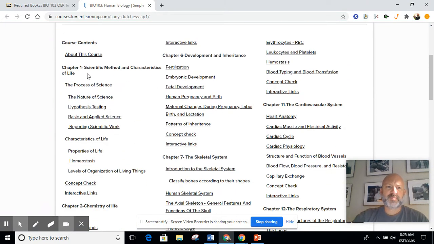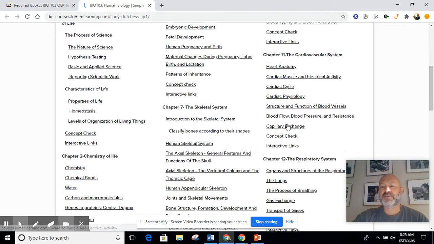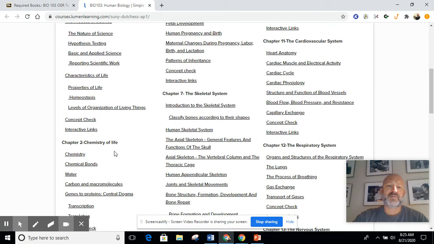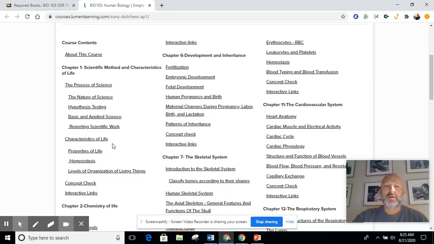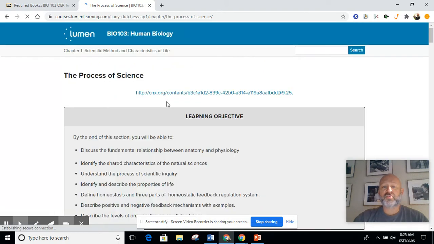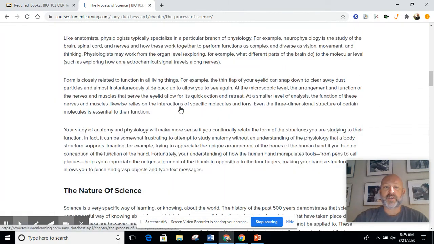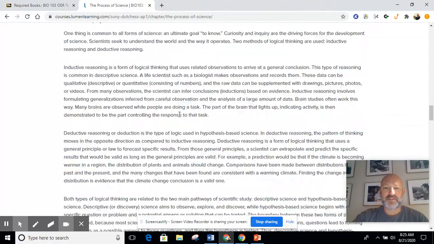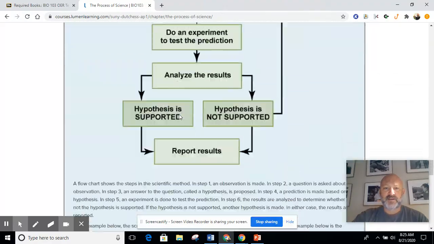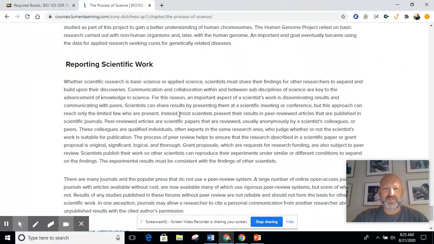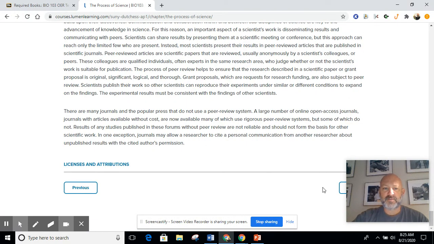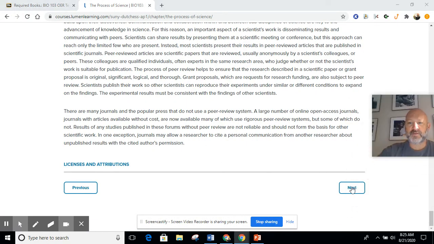You can see the textbook is organized by chapters, and these chapters have the same titles and numbers as the chapters in the notes. All you have to do is click on the first part, scroll through the learning objectives, and then read the material. When you get to the end, it'll tell you to continue. My face is in the way here. There you go. Hit next.